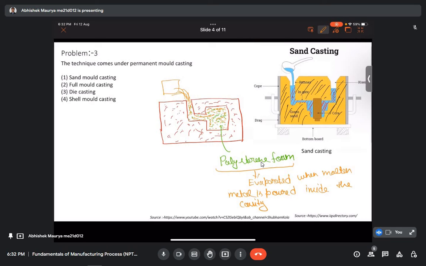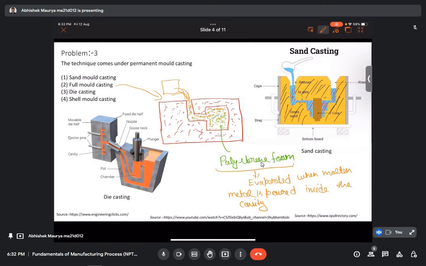So this process is used to get more accuracy or dimensional control over sand casting. Since here the mold is already filled up with polystyrene foam, the process is called full mold casting. Now let's see the next process, die casting.